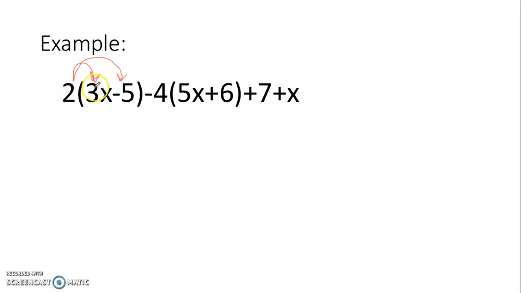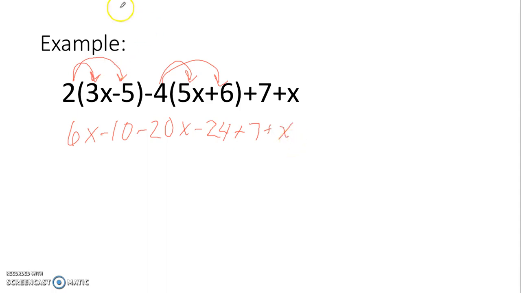So 2 times 3x is 6x. 2 times negative 5 is negative 10. Okay, and then we're going to do the distributive property over here too. So negative 4 times 5 is negative 20x. And negative 4 times 6 is negative 24. And then we just simply copy the 7 and the x down.